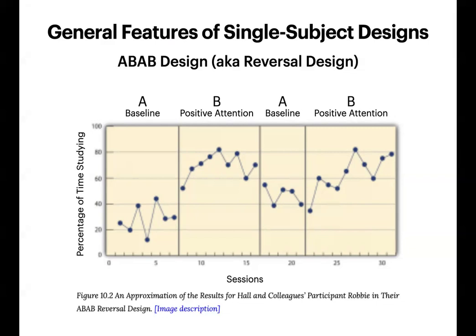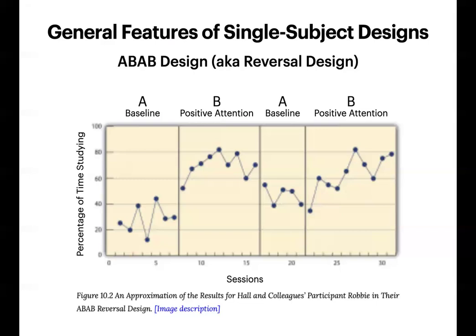The reason to include the reversal, or the removal of the treatment or the independent variable, in this research was to rule out the possibility that the change in the dependent variable was caused by factors other than the independent variable. If an A-B design is conducted, for example, researchers cannot be confident whether the change in the dependent variable is due to the independent variable or an extraneous variable.